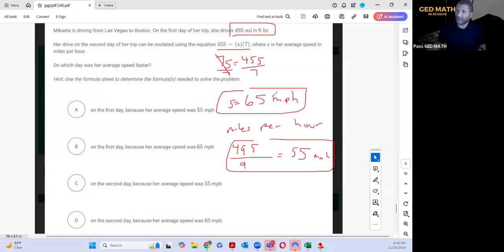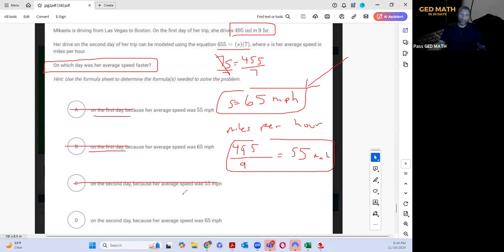The second day, she averaged 65 miles per hour. So now all we have to do is find the answer. On which day was her average speed faster? We already know it's the second day. So it can't be A, can't be B, because they say on the first day. On the second day, because her average speed was 55? That's not it. On the second day, her speed wasn't averaging 55. Boom. So they try to confuse you a little bit. On the second day, because her average speed was 65 miles per hour. Again, that's a unit rate problem, not difficult. Definitely going to have a unit rate problem. I can almost guarantee.